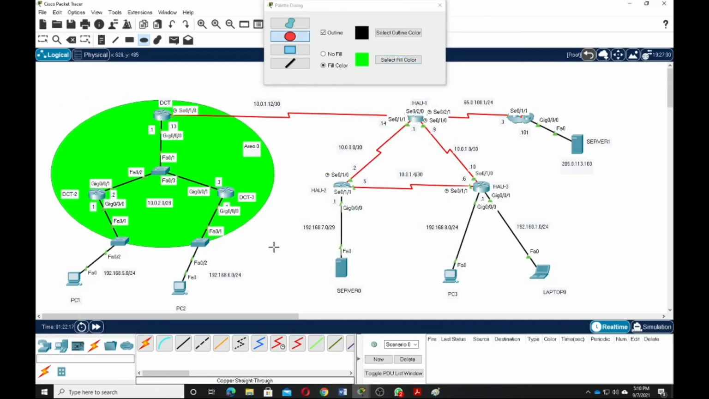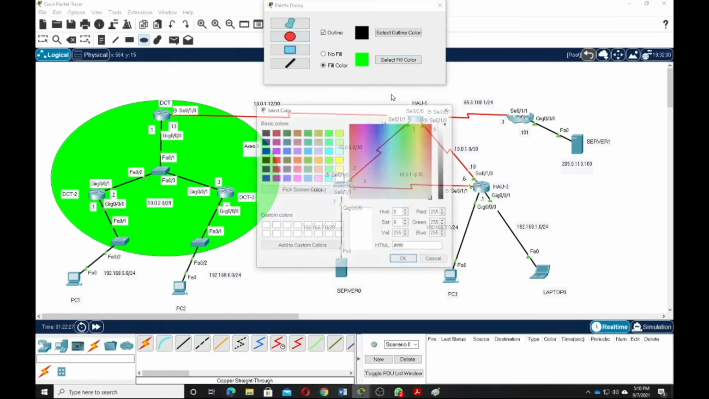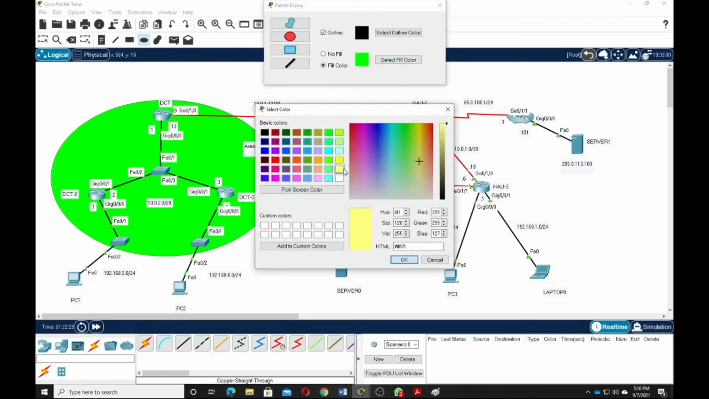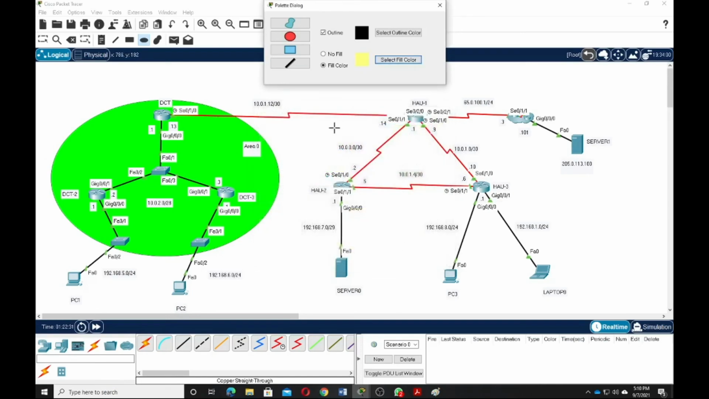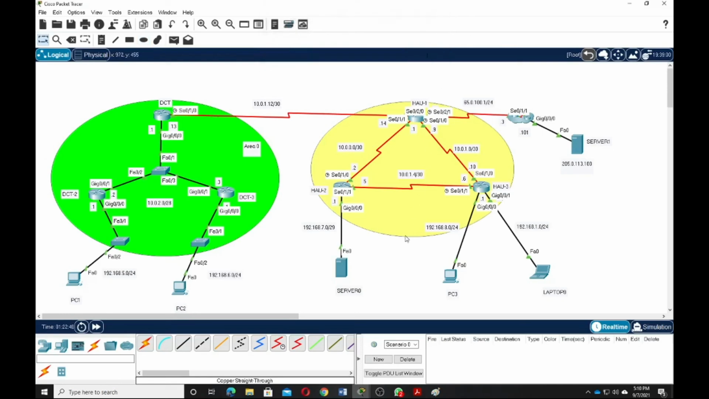Okay, so let us put some design here. So this is the multi-access network, and then this is the point-to-point network under the single area network. Alright, so that is the solution for the practical exam.